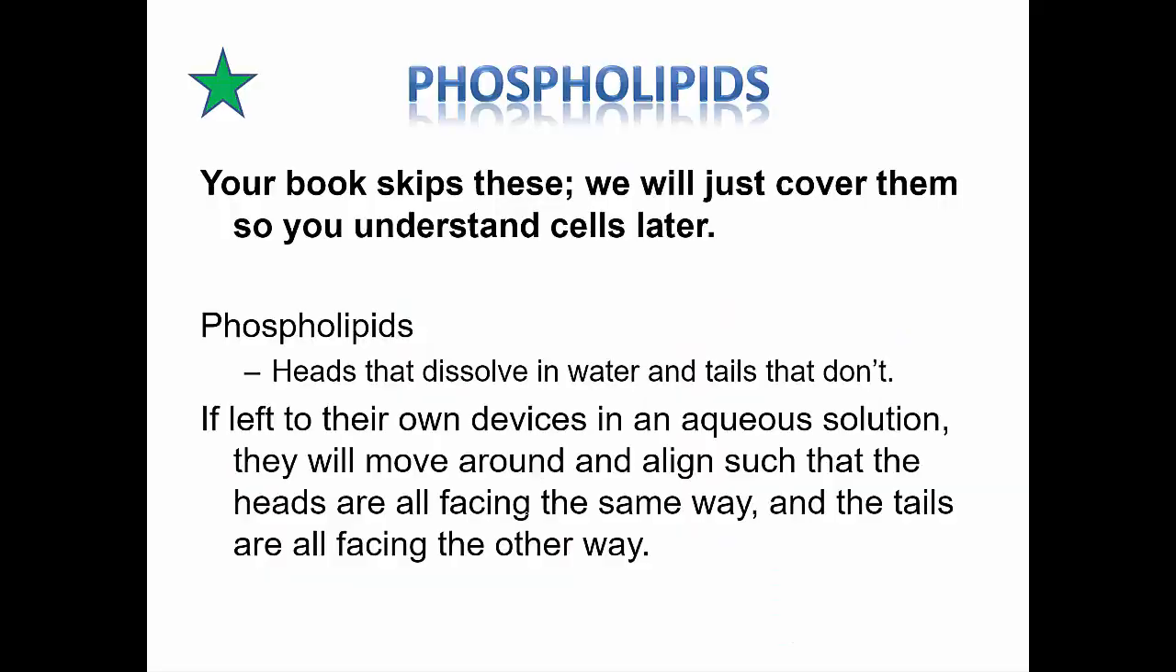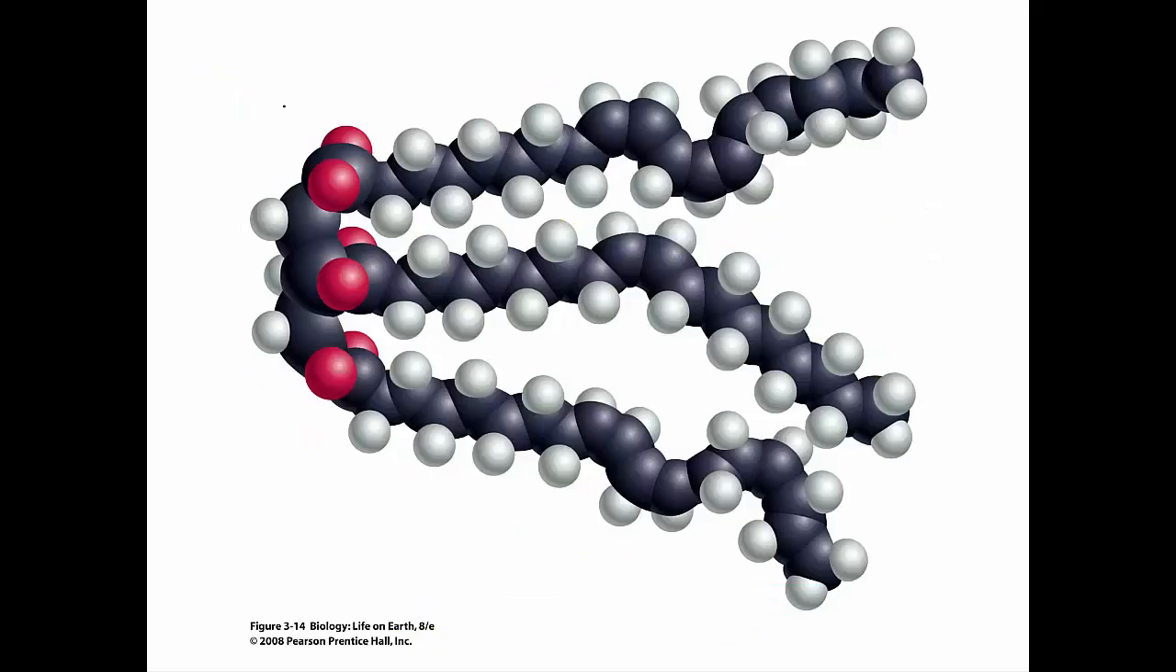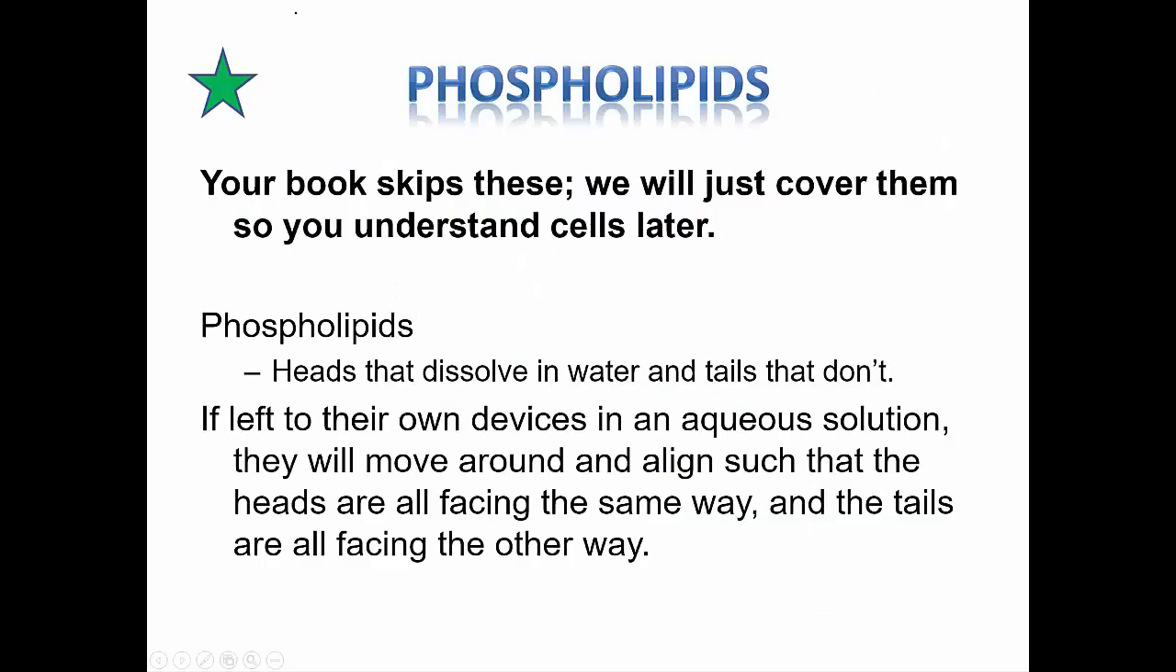Now your book skips phospholipids, which I think is still very important. So I'm just going to talk about them, but you don't have to memorize this stuff for tests and quizzes. It's going to help you understand cells better. Okay, so basically a phospholipid is like a triglyceride, except instead of a fatty acid chain on one of the 3, this basic thing is cut off and replaced by a phosphate group.